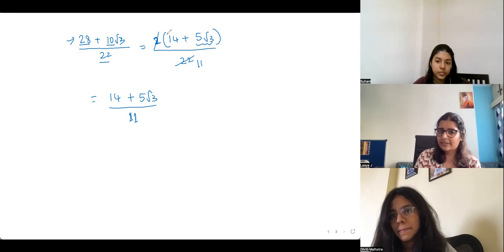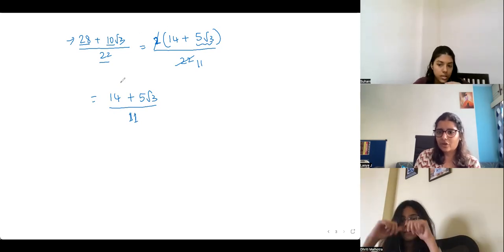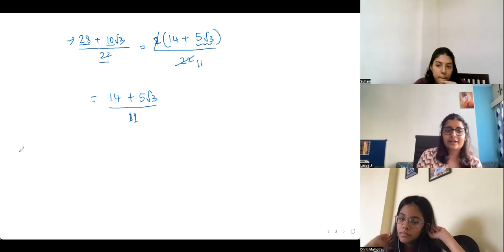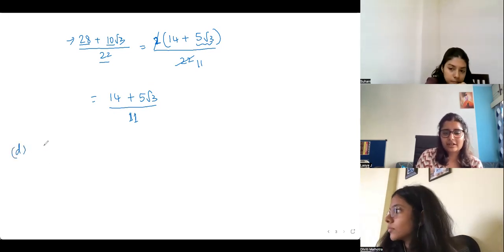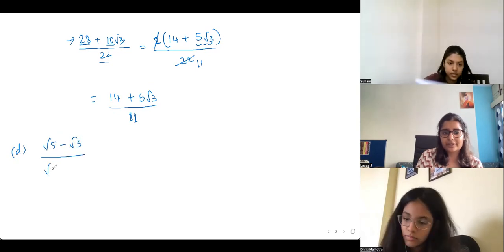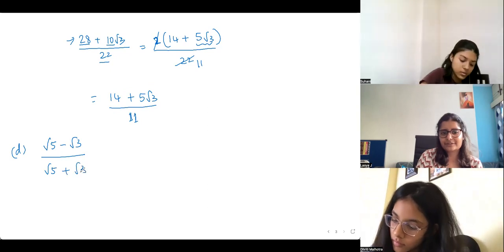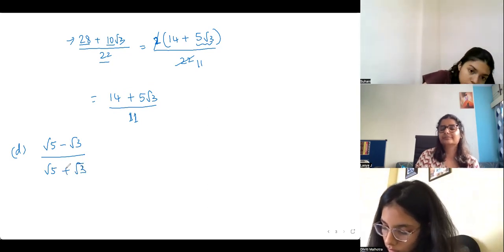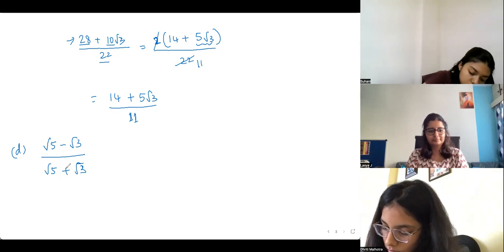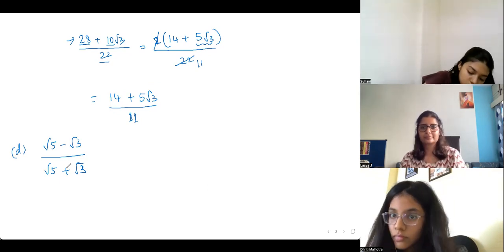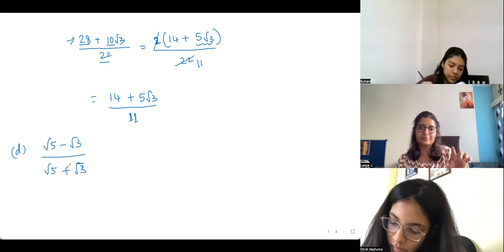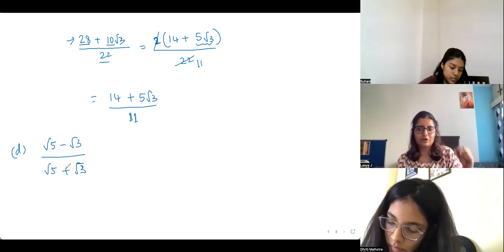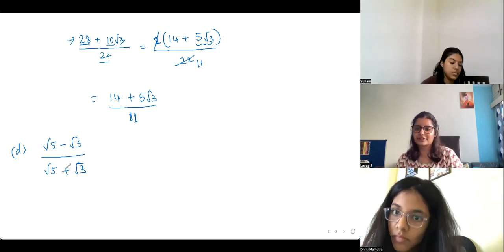Do you guys get this? Like common, taking common, factorization. Yes, ma'am. Okay. One last one, similar to the previous one, it's like slightly different. Root 5 minus root 3 divided by root 5 plus root 3. So this is like all the different types of rationalizations you can get. So numerator you may get just one, or you may get like rational, irrational.